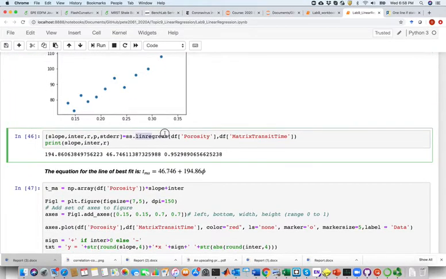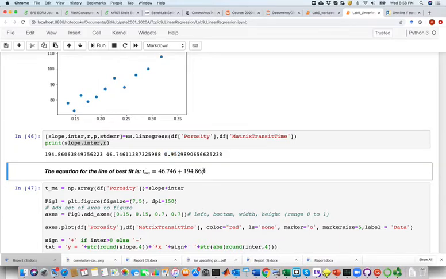And we use the scipy.stats package again, porosity on the x-axis, matrix transit time on the y-axis, and we check out the slope, intercept, and r value. And these are the slope, intercept, and r value respectively. R value is high, right? It goes from 0 to 1, and from -1 to +1, right? So this is strong positive correlation.